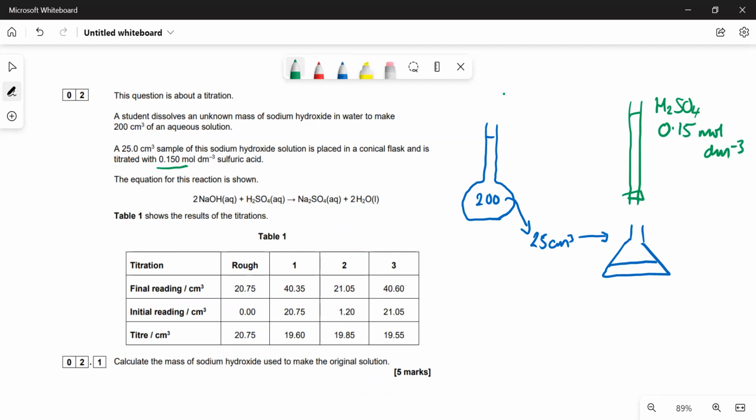Okay, now how much of that do we need? Well, we need to look at the titers here. Now, we only take concordant titers, so they've got to be within 0.1 of each other. So it's only those two that you should take. And the average of that will, of course, be 19.575 centimeters cubed.